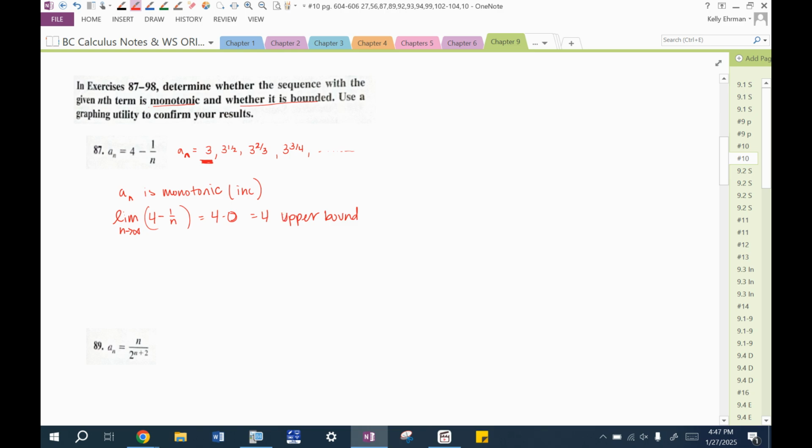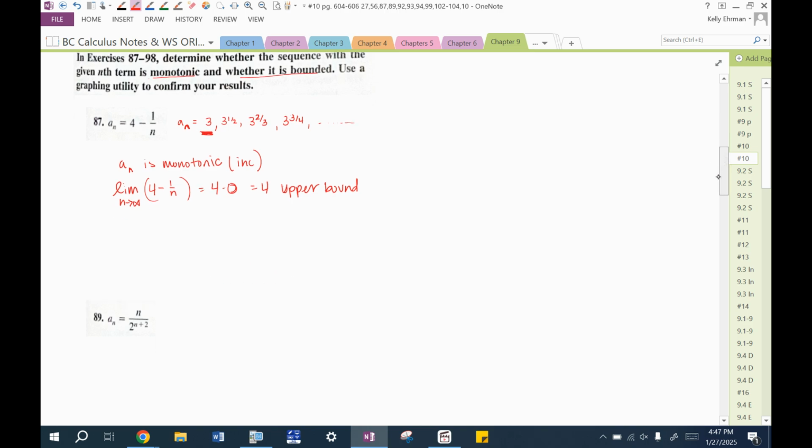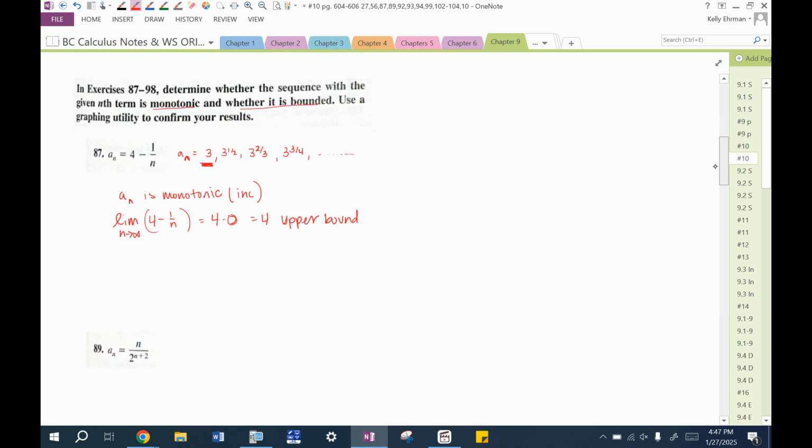All right, so yes, this is monotonic. Yes, it's bounded. The lower bound doesn't matter. If the sequence is increasing, it's the upper bound that matters. It's increasing and it hits a ceiling. If the sequence is decreasing, then it's the lower bound that matters. So you don't have to be bounded top and bottom.